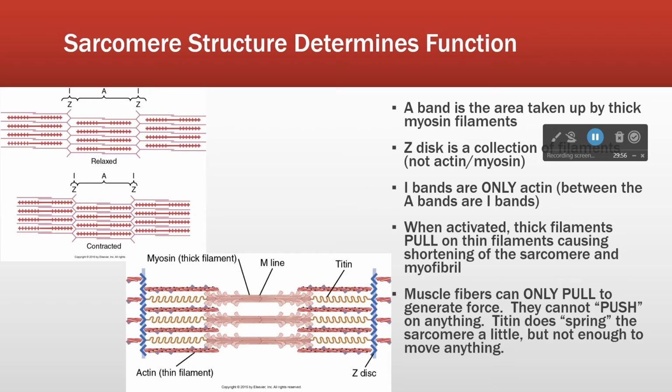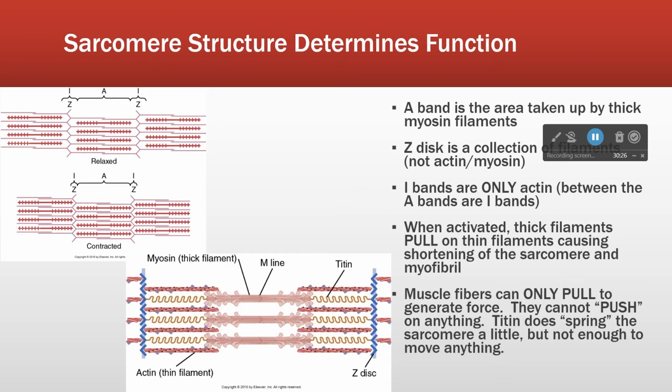Now, there is a tiny, tiny little bit of a push inside the sarcomere. It is not enough to move any bones around, but it is enough to sort of spread the sarcomere back out during muscular relaxation. That protein is called titin, T-I-T-I-N. It's this guy right here. It gets its name because it's a ginormous protein.